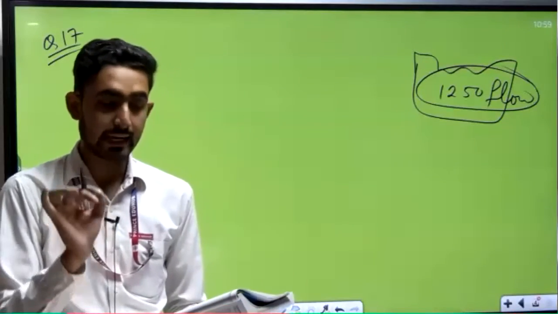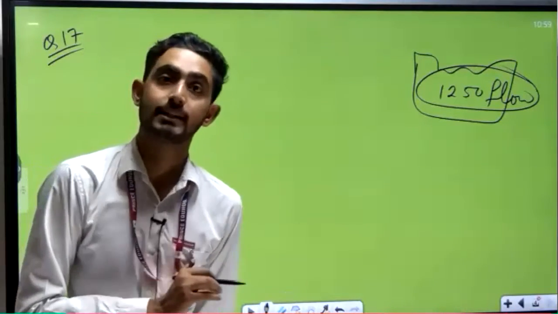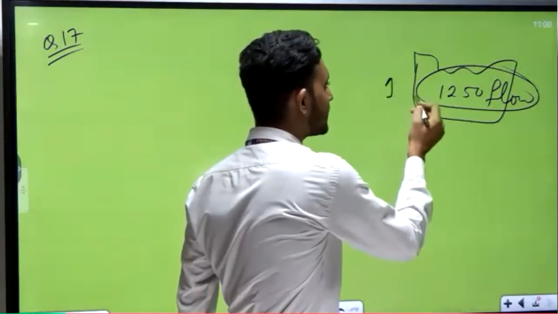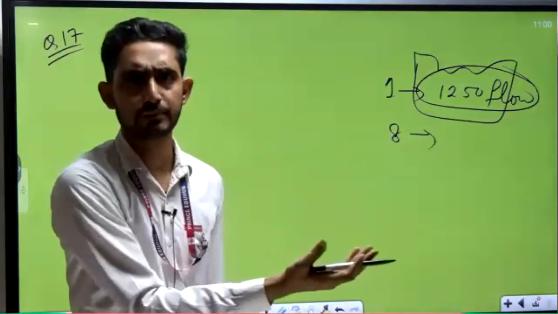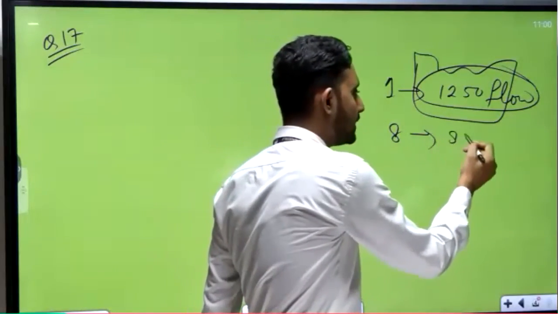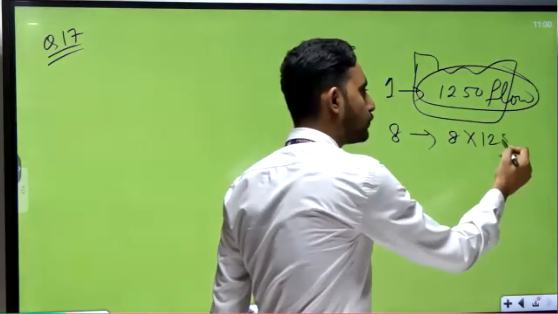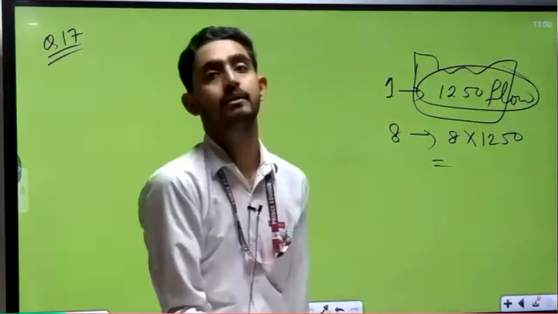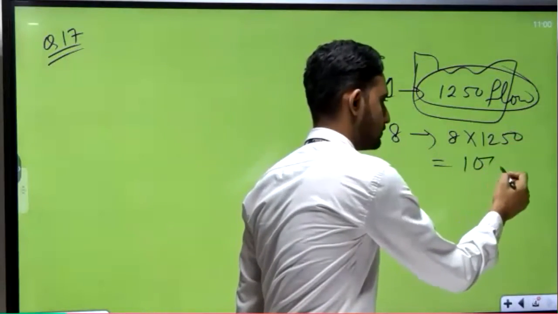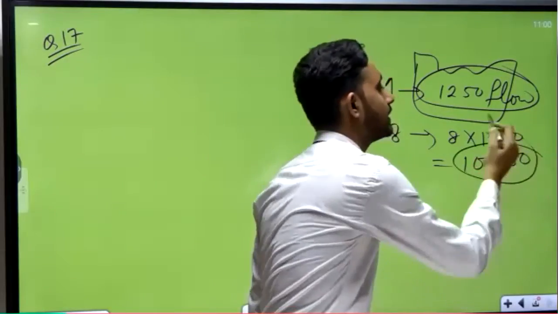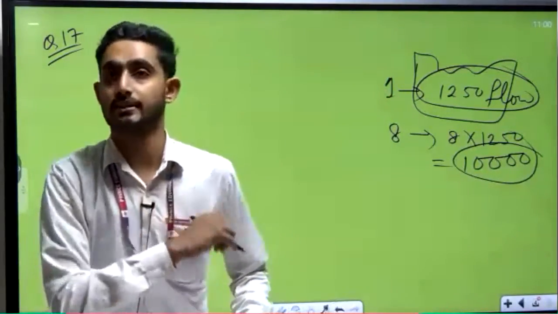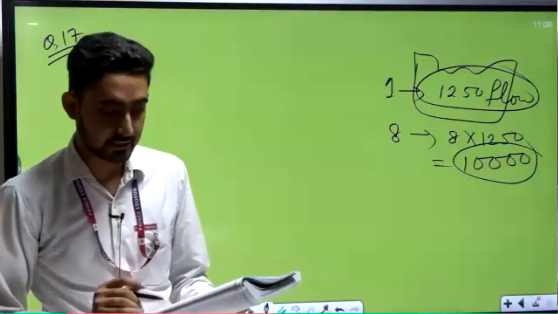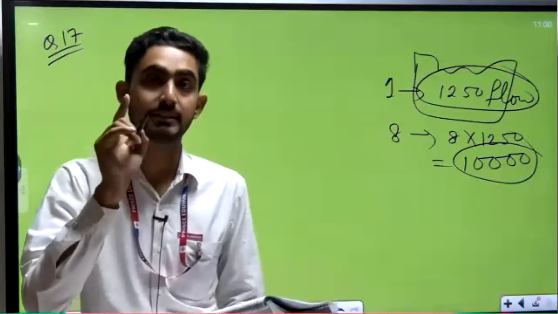Thus he needs 8 baskets of flowers. How many baskets? Suppose one basket has this many flowers, so 8 baskets have how many flowers? We can say 8 multiplied by 1250 is equal to how many? 10,000. When you multiply, 10,000 will come. So in front of you, 10,000 flowers are there. Now your question is, find the number of temples in the city.